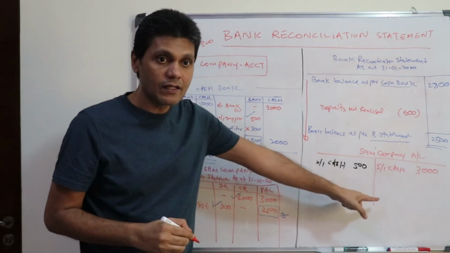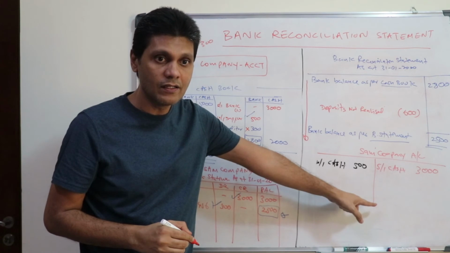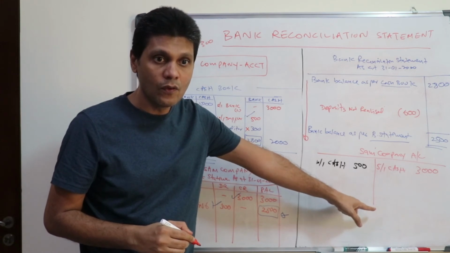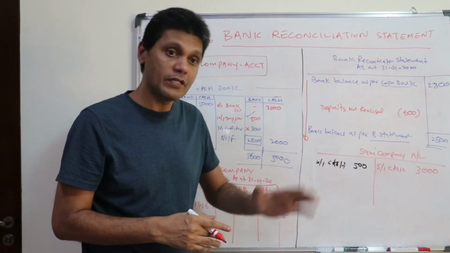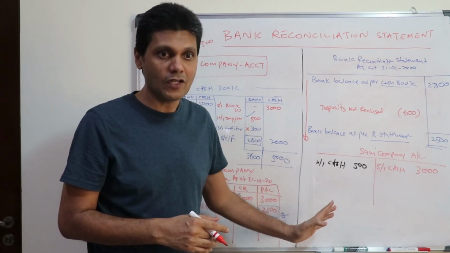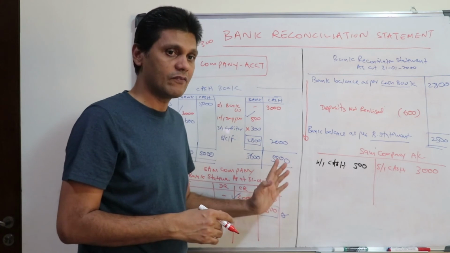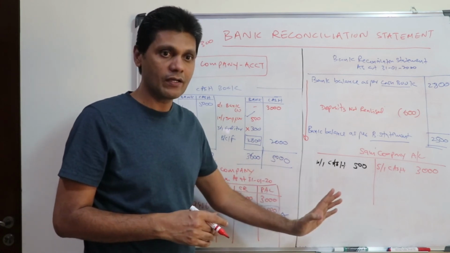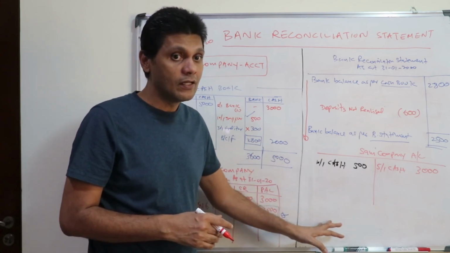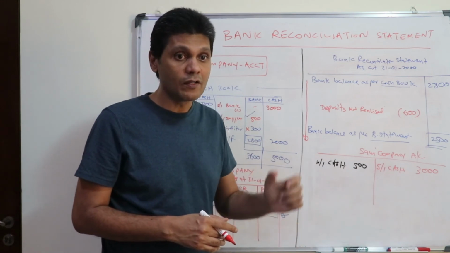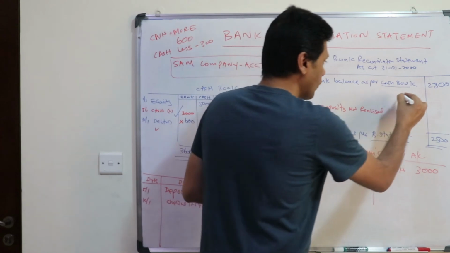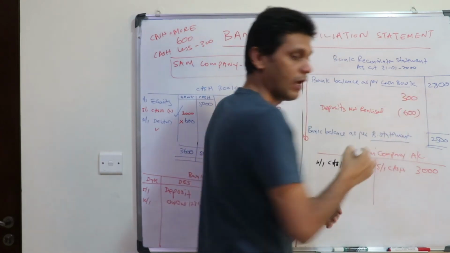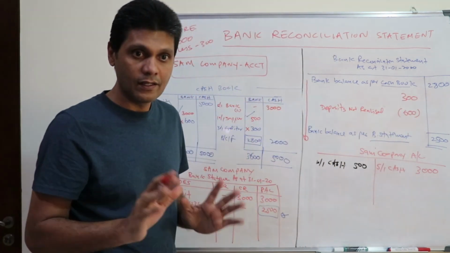Has it been presented to the bank? No. Did they reduce our balance? No. So they should have reduced our balance if this had been presented to the bank, but they did not do that. Therefore our bank balance is what? More by 300, no? Is that clear? So therefore what do you have to do? You need to add. Clear?